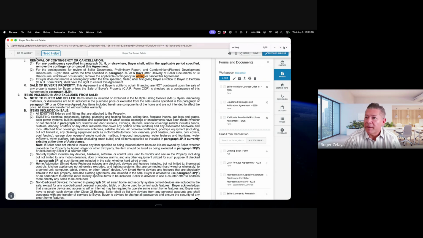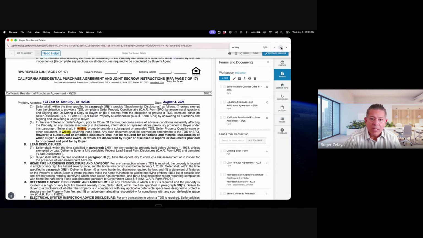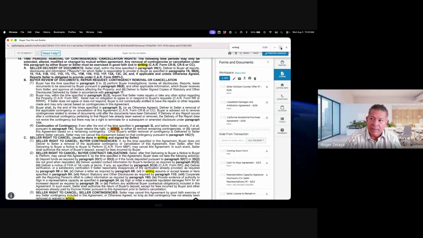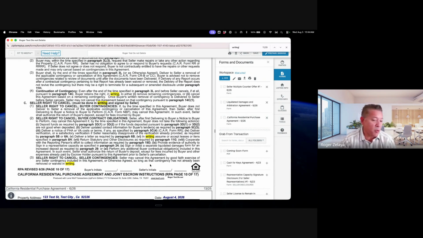Let me see if I can find it somewhere else. Seller shall in writing provide documents in writing. Condition of title. But yeah, go back one. Continuation, buyer retains the right in writing to either remove the remaining contingencies or cancel this agreement once the buyer's removed. Okay. Seller right to cancel must be done in writing. So anyway, yeah, it's on the purchase agreement. It must be in writing.